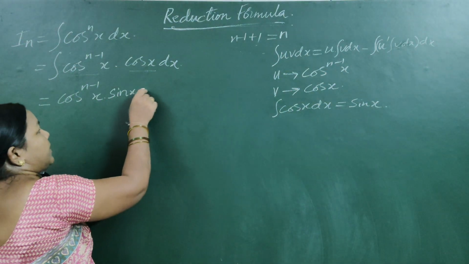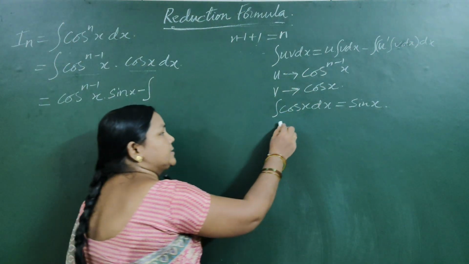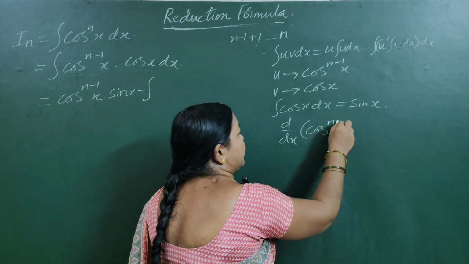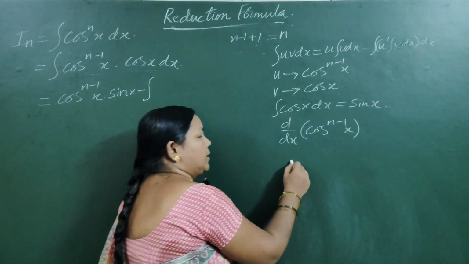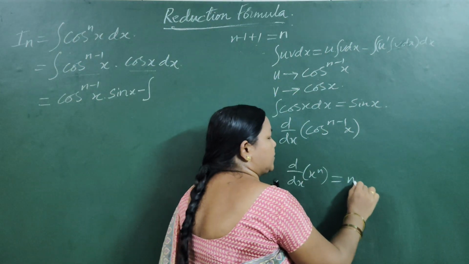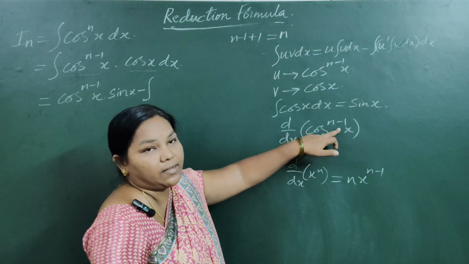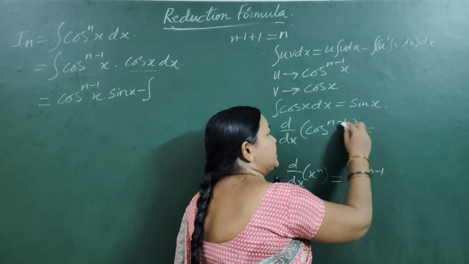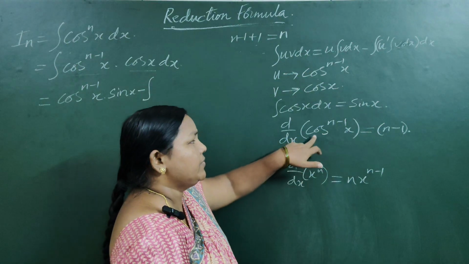Sin x minus integration symbol, differentiation of u, that is d by dx of, here u is cos power n minus 1x. Now it is in the form of x to the power of n. D by dx of x power n is n into x to the power of n minus 1. Here n value is n minus 1 and x value is cos x. That is, first is n. Here n value is n minus 1. N minus 1 into x. Here x value is cos x.